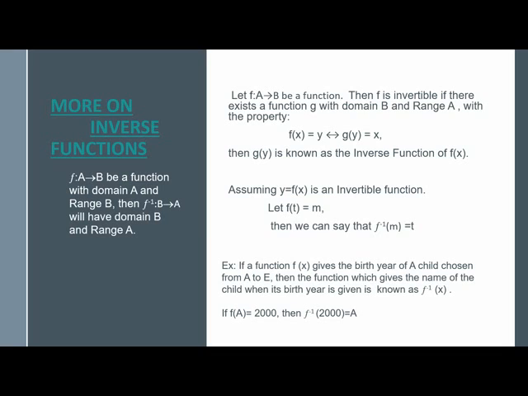Example: if a function f of x gives the birth year of a child chosen from A to E, then the function which gives the name of the child when its birth year is given is known as f inverse of x. For example, if child A was born in 2000, f of A will give us 2000. We want to map 2000 back to child A. Hence, we write f inverse of 2000 is equal to A.